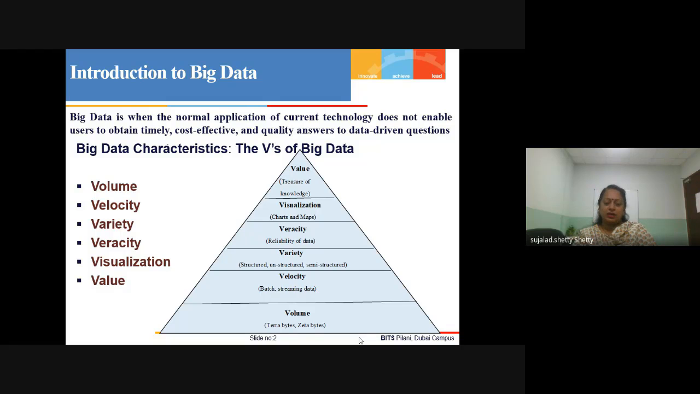Even if you're looking at Facebook, somebody posts a video, somebody posts just an image, somebody has just typed something. You have veracity because of the reliability of data.